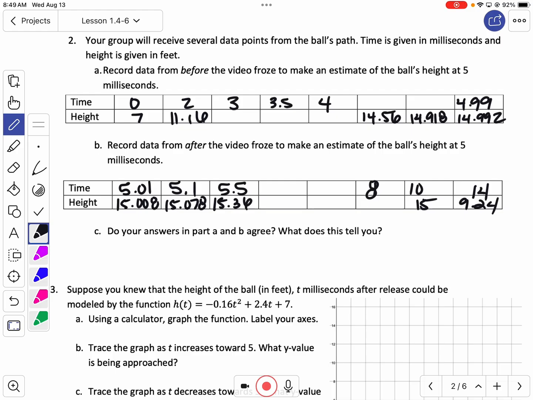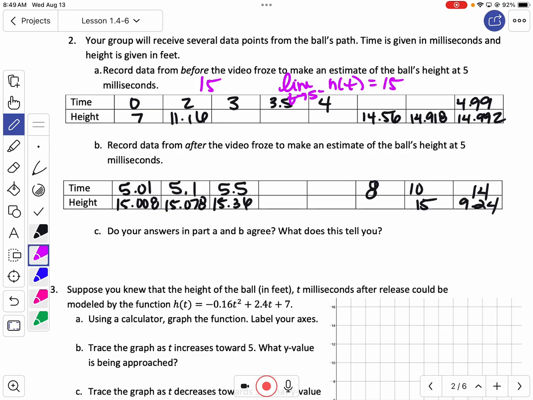So question, do our answers in part A and B agree? What do you think tells us? Okay, what do you think is the height before the video froze, or what is it close to for A? What's our height getting close to? If we froze at 5 milliseconds and at 4.99, it's 14.992. What would you guess is probably the height? Yeah, I'd say it's probably 15. All right. One way we could write this is the limit as t approaches 5 from the left of h of t would equal 15. That's what we think it is, just based on the data. 14.992 is pretty close to 15.